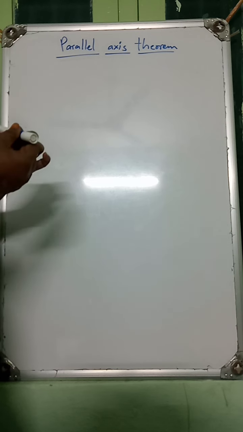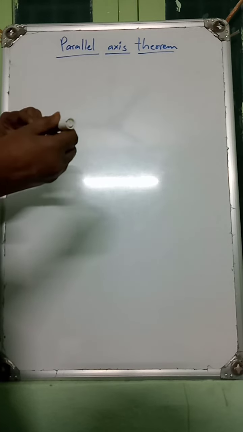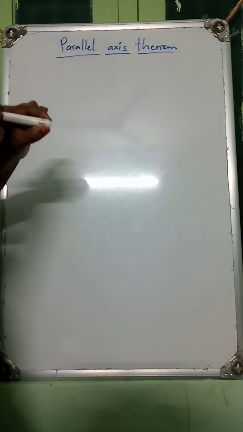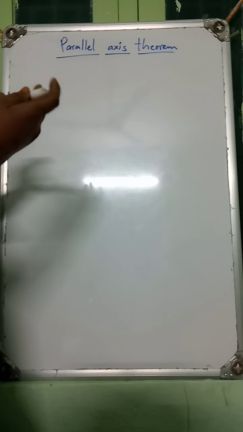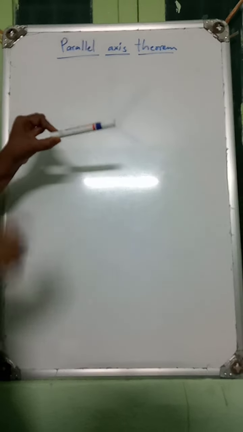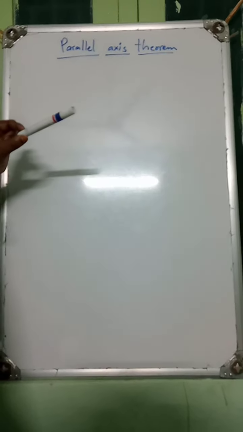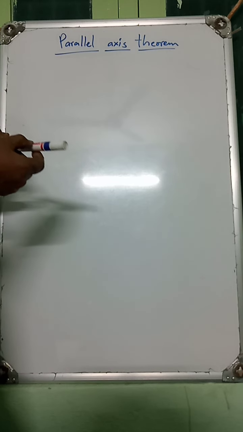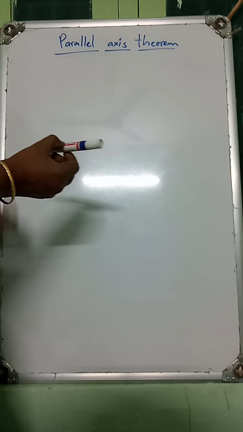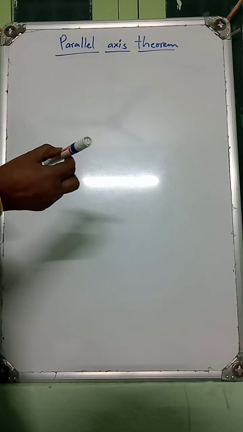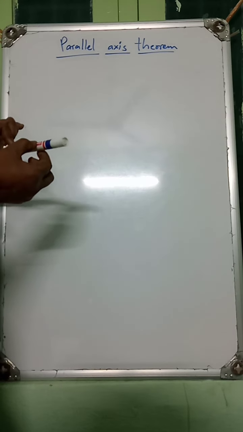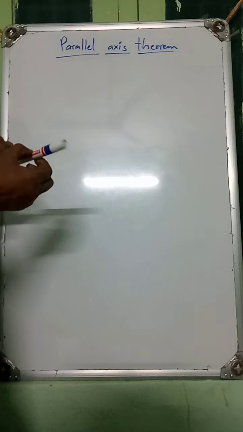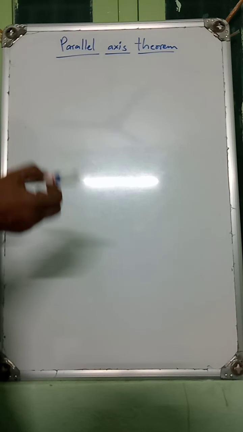For example, this is an object. This object is rotating like this. This is the axis of rotation. The moment of inertia is given about an axis passing through this edge. They are asking us to calculate the moment of inertia about any other axis, or about an axis passing through the center of gravity. Then apply parallel axis theorem to calculate the moment of inertia about the center of gravity.